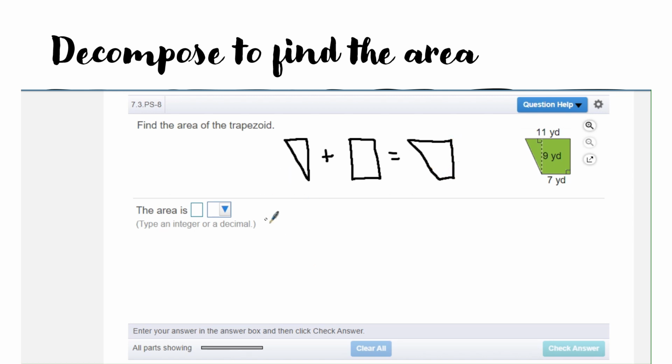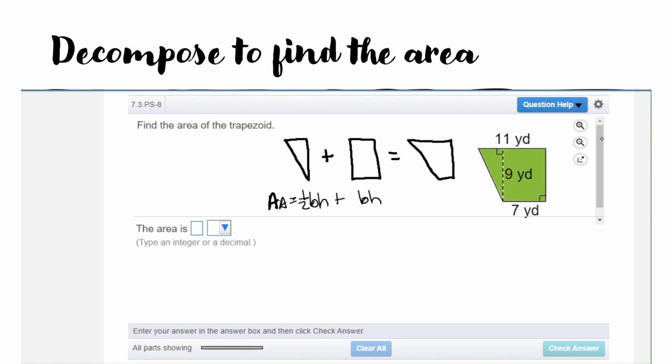So the formula that I need to use for my triangle is: area of a triangle is equivalent to 1/2 times the base times the height. And the formula that I need to use for a rectangle is base times height. So let's come over here to our trapezoid and figure out what these dimensions are.